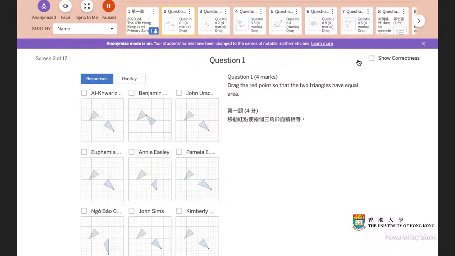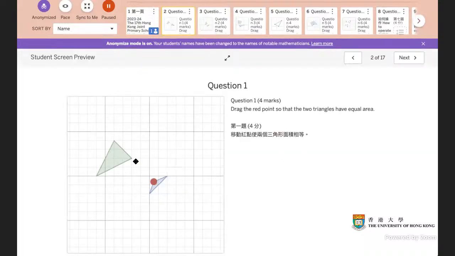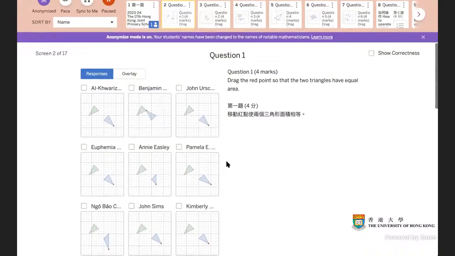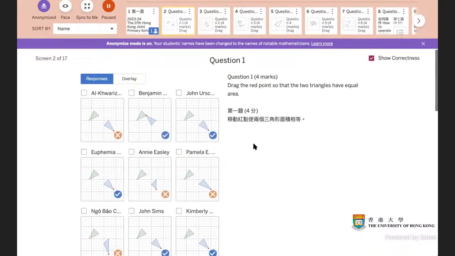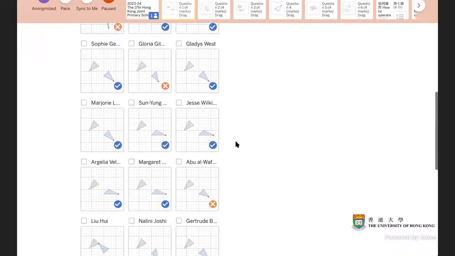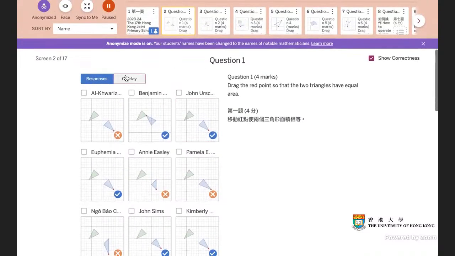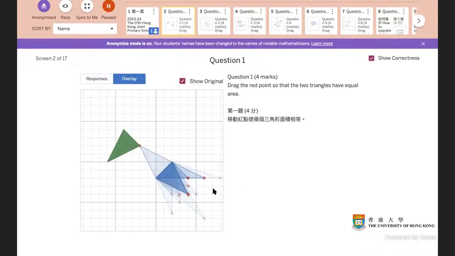Like this one is question 1. Question 1 itself is asking the student to find a triangle with the same area as the given one. And let's see what you can find out from the dashboard. Here are the students' responses. You can also show the correctness, and then you can quickly see how far the students can answer this correctly. And if you click on the overlay here, you can also notice that quite a lot of students have chosen one or two particular cases where the triangle is congruent to the given one. So this one generally is not that difficult.